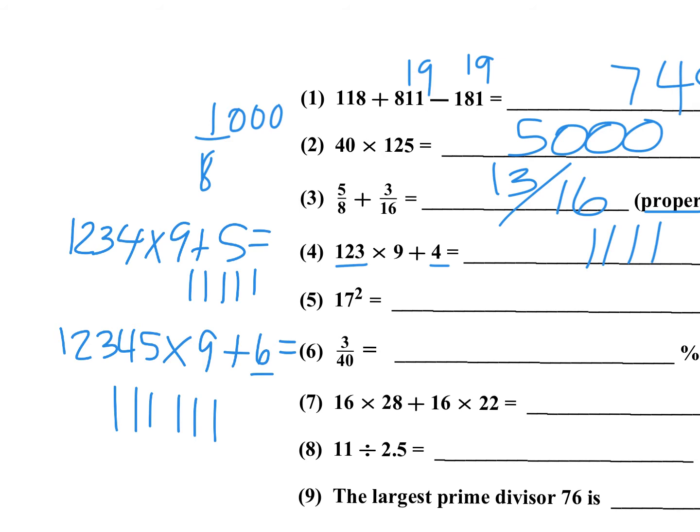111,111. And that's the shortcut when you have 1, 2, 3 times 9 plus the number after this one right here. So this is 1, 2, 3 and then 4. Or 1, 2, 3, 4 and then 5. 1, 2, 3, 4, 5 and then 6. So you're going to have all ones. Neat little shortcut to know.